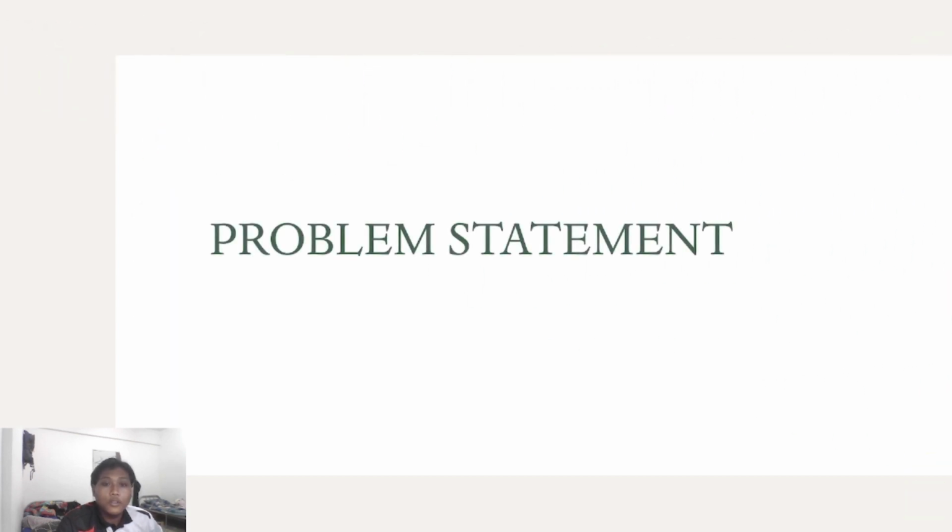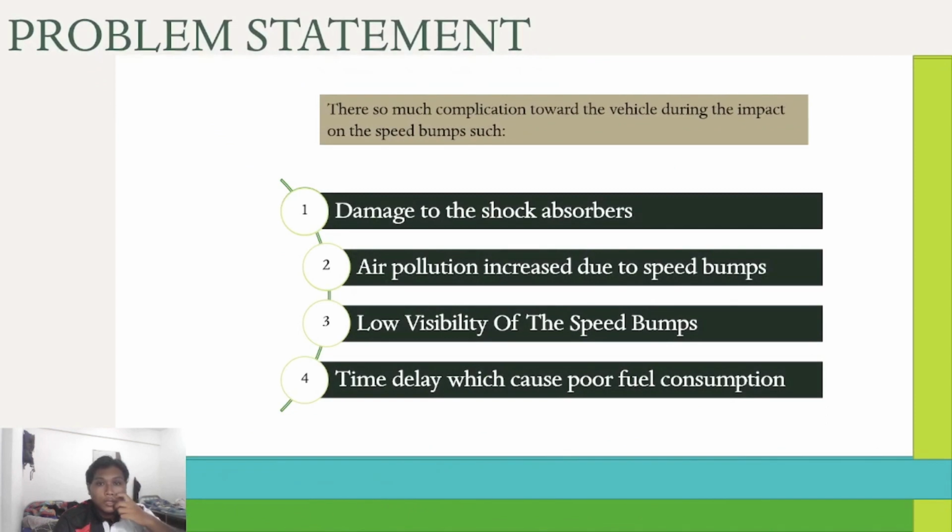Okay, let's go for the problem statement. There are many complications for the vehicle during the impact on the speed bump, such as: first, damage to the shock absorber; second, air pollution increases due to speed bumps; third, low visibility of the speed bump; and fourth, time delay which causes poor fuel consumption.